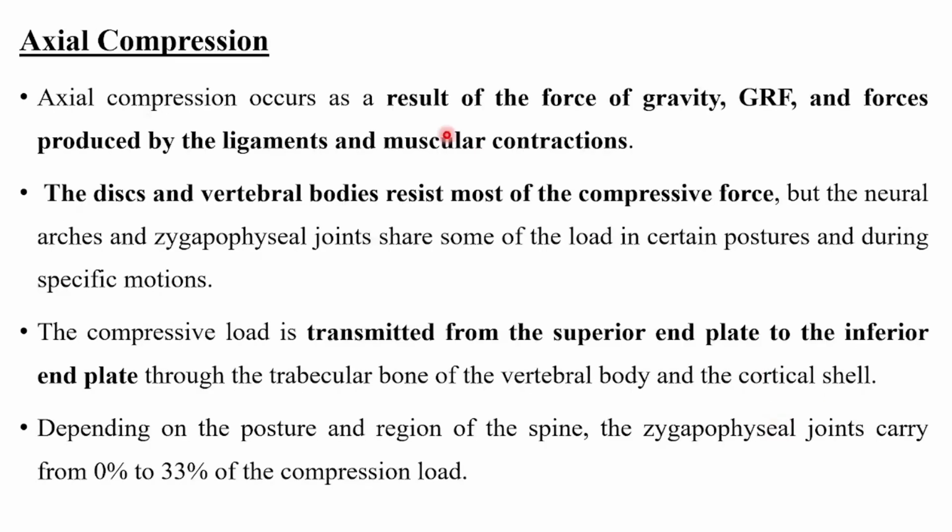So first is about the axial compression. Axial compression occurs as a result of the force of gravity, ground reaction forces, forces produced by the ligaments, and the muscular contractions. The disc and vertebral bodies resist most of the compressive force, but the neural arches and the zygapophyseal joints share some of the load in certain postures and during specific motions. The compressive load is transmitted from the superior end plate to the inferior end plate through the trabecular bone of the vertebral body and the cortical shell.